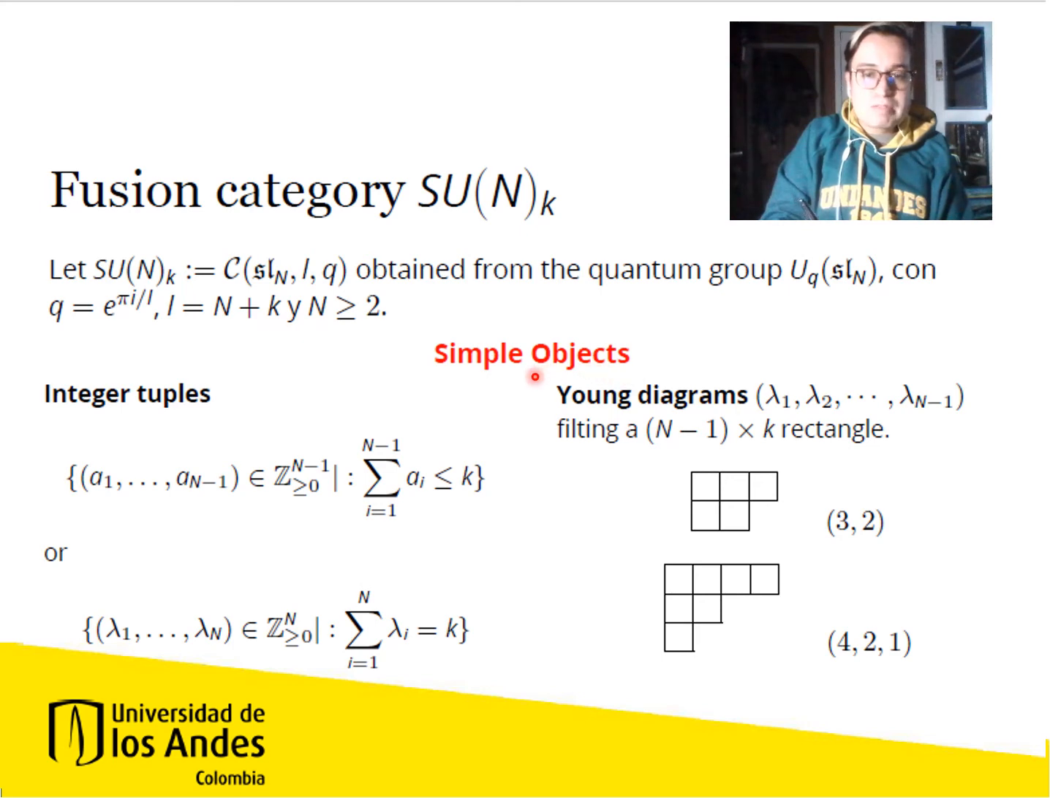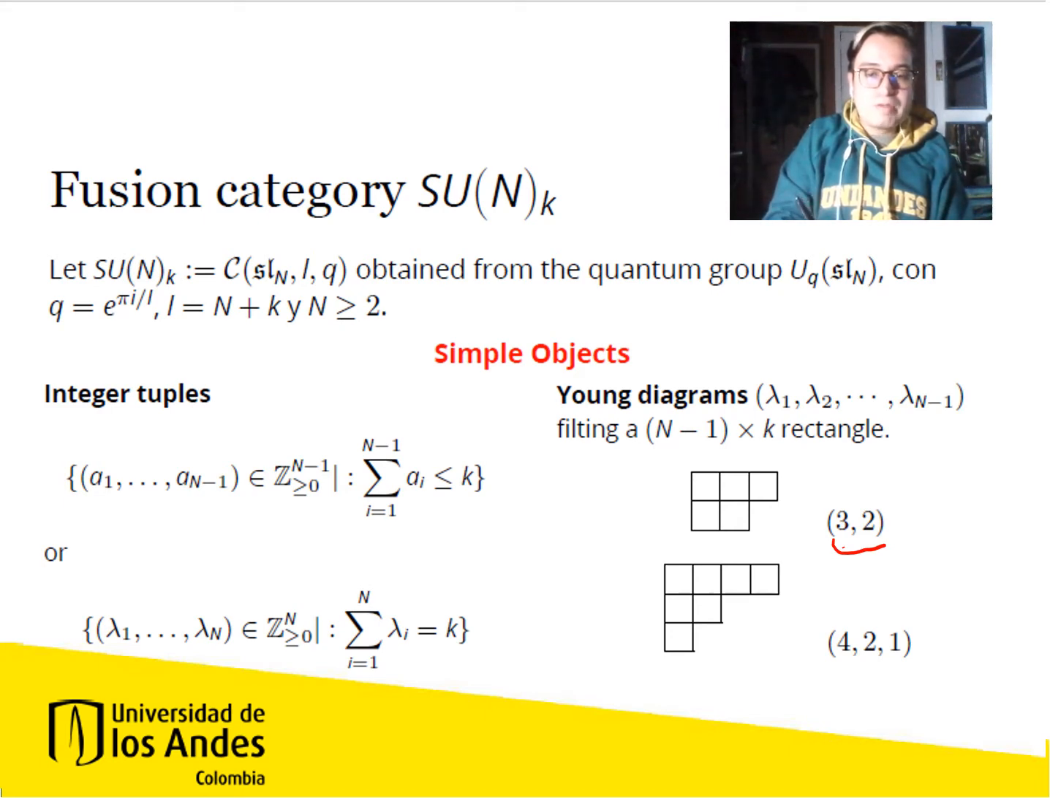We have two descriptions of the simple objects in this category. The first description is in terms of N minus 1 integers whose sum is less than or equal to K, or whose sum is equal to K if I have N integers. But the description I will use most in this work is in terms of Young diagrams: a Young diagram that fits in an N minus 1 times K rectangle. So for example, here I have two Young diagrams, the diagram (3,2) and the diagram (4,2,1).